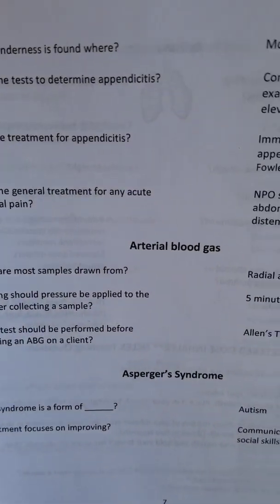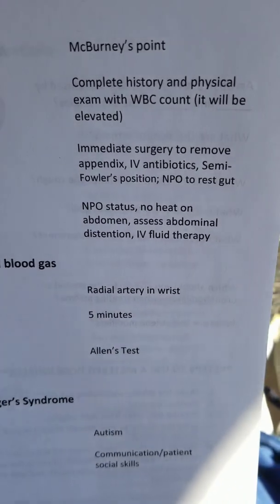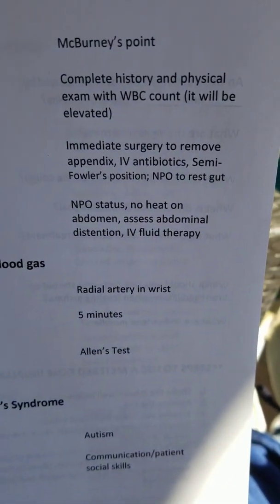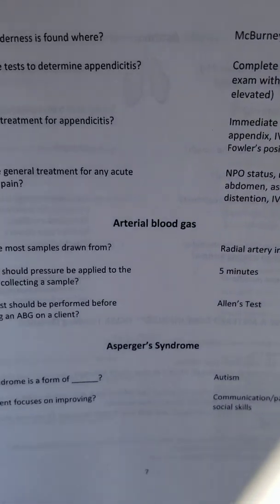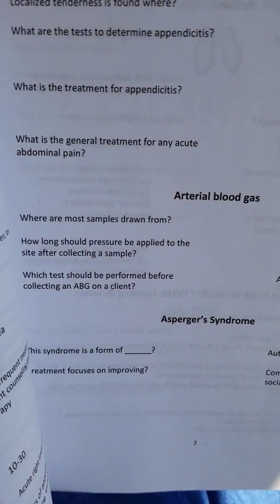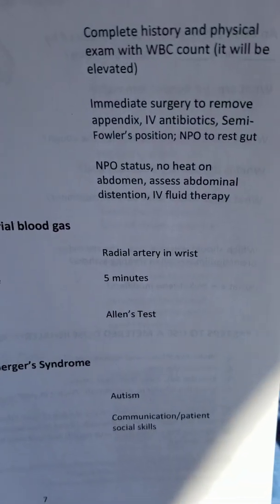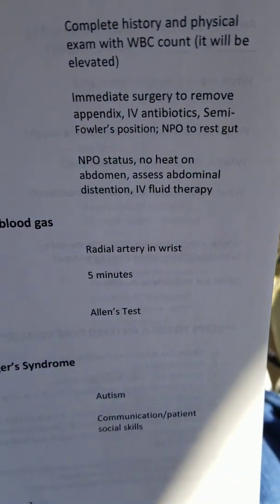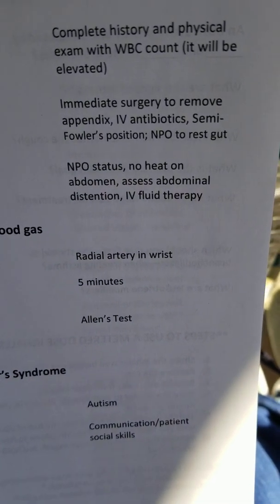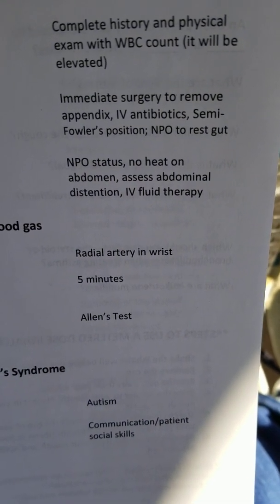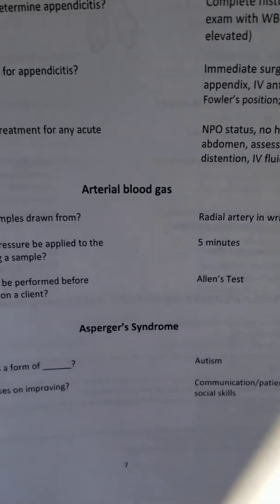What are the tests to determine appendicitis? Complete history and physical exam with WBC count, which will be elevated, indicating the infection. Treatment for appendicitis: immediate surgery to remove appendix, IV antibiotics, semi-Fowler's position, NPO to rest gut.